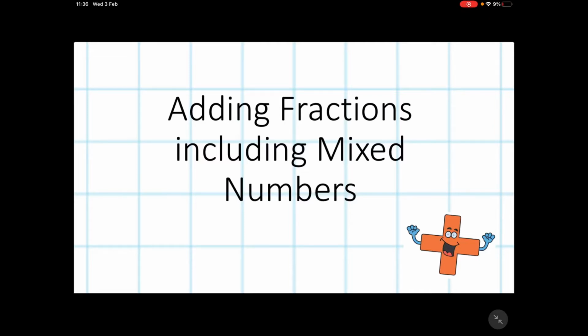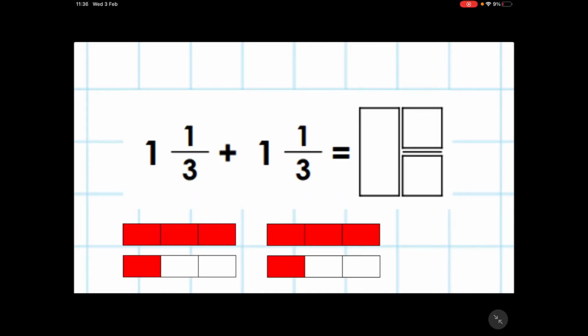In this video, we will be adding fractions including mixed numbers. Here I have two fractions, and underneath I have the model that represents the fractions. I have two mixed number fractions, and every mixed number contains a whole number part and a fractional part. So if you look at the fraction and at the model underneath, you can see I have one whole and 1/3.